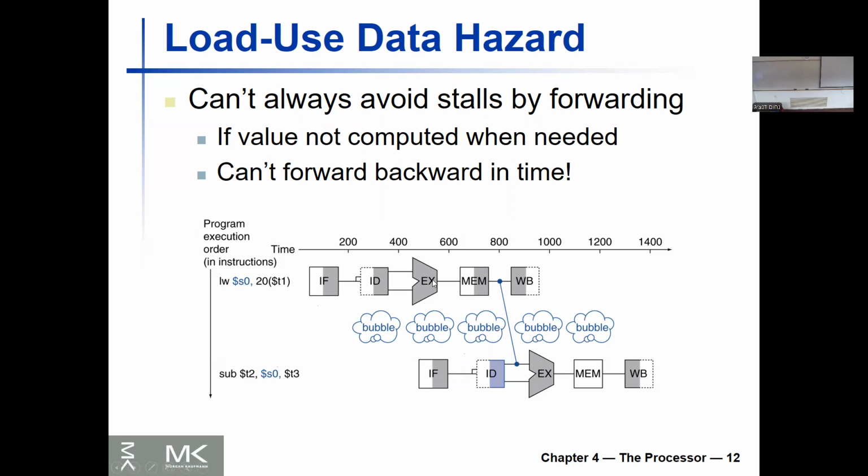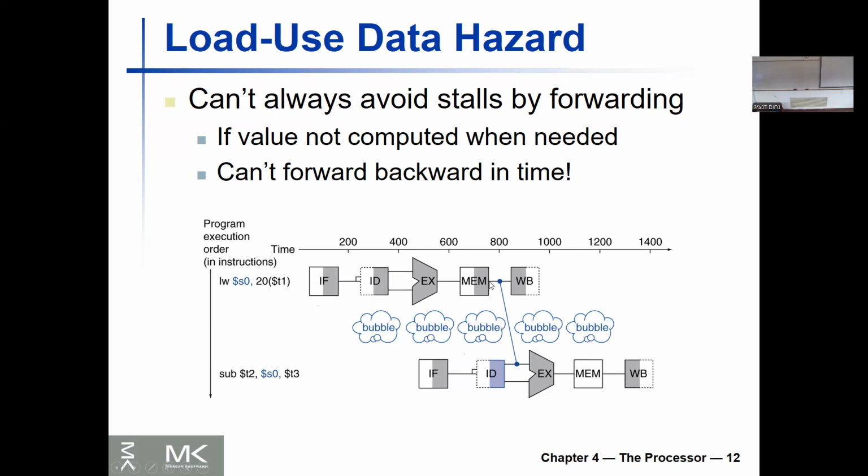We can't grab it from X. What did X do in this command? In this command, execute added together 20 plus the value of T1. And that value is an address. That's not the value we need, so we can't bypass from over here.